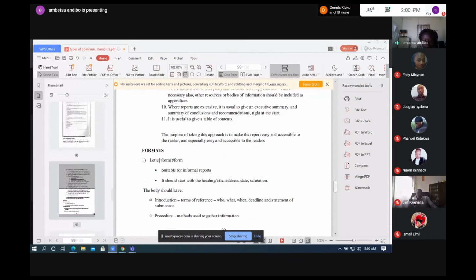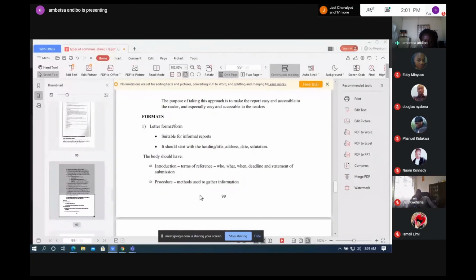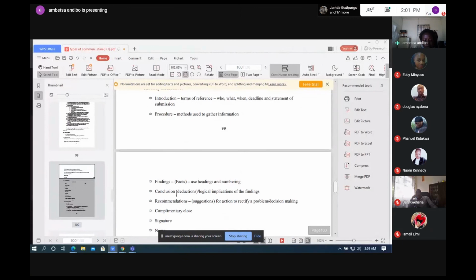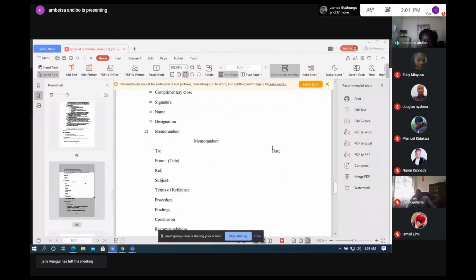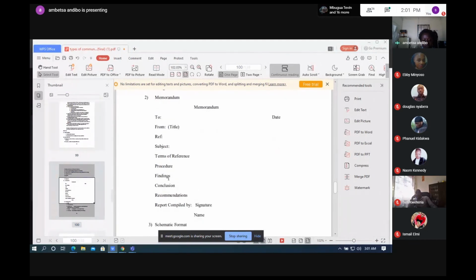You have the letter format. So remember how a letter looks. You have the letterhead, then you have the date, then you have the salutation, yeah? The inside address, the letterhead, the inside address, then you come to the salutation. And then the body: terms of reference, procedure, findings, conclusion, and recommendation. Then a memo, remember I'd said, you say memo, then to, from, then the subject, and the terms of reference.